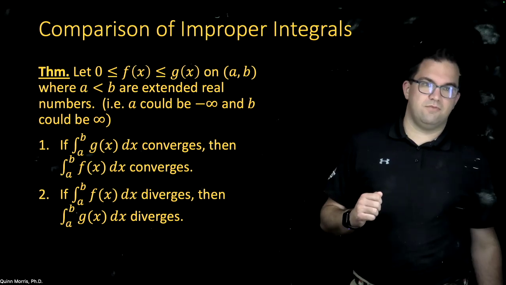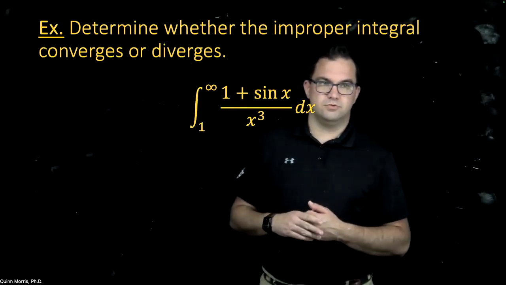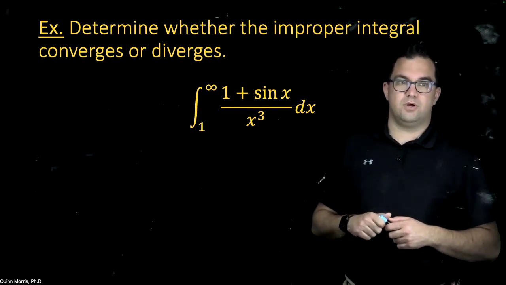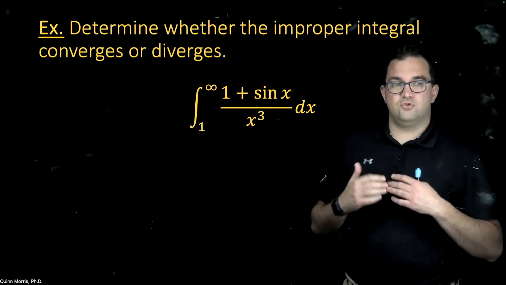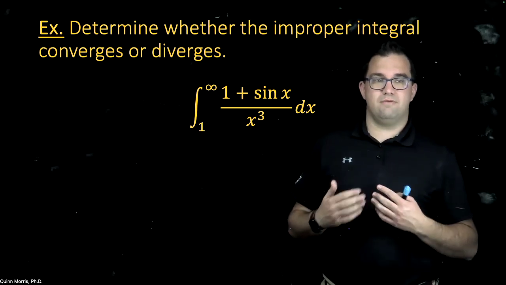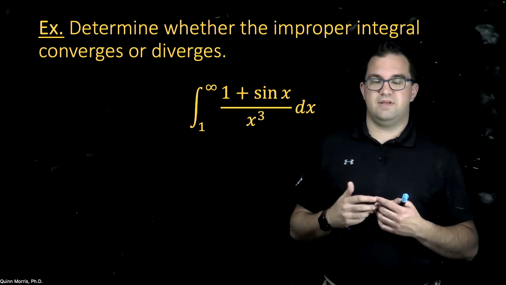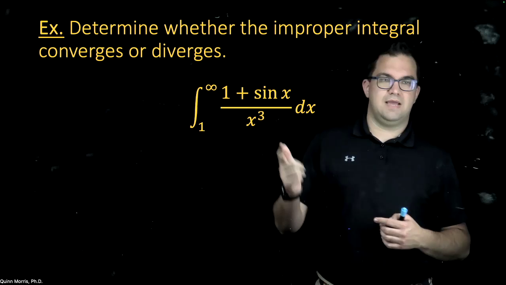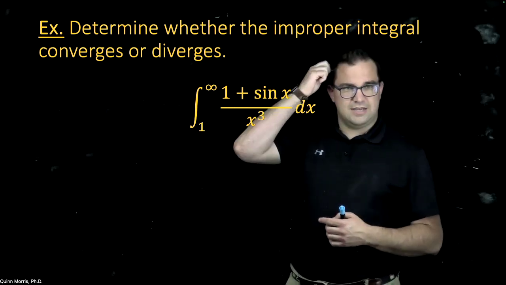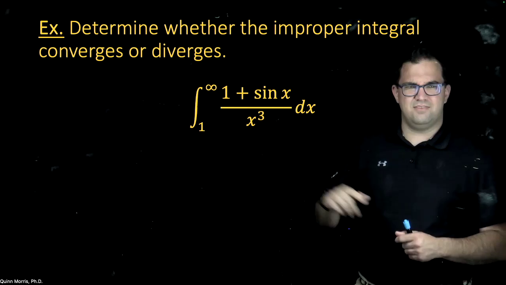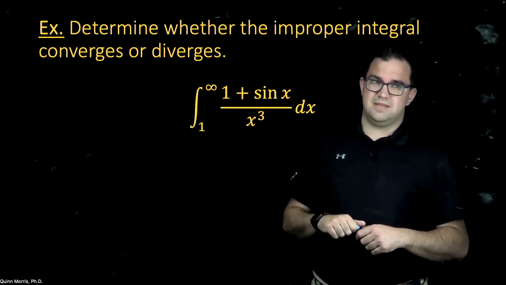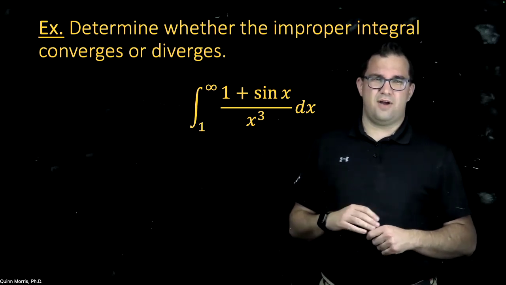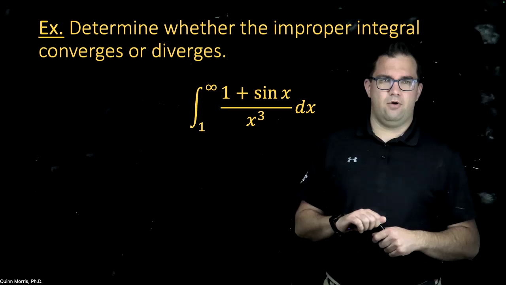Let's see how this can be really helpful in determining whether improper integrals converge or diverge. Say you were asked to determine whether or not this integral converges or diverges. If you just used the definition, you would rewrite this as the limit as b goes to infinity of the integral from 1 to b of (1 plus sine of x) over x cubed dx. At some point you would need to find an antiderivative for this. That's going to be a pretty tricky task, so maybe going that way isn't going to be very helpful.